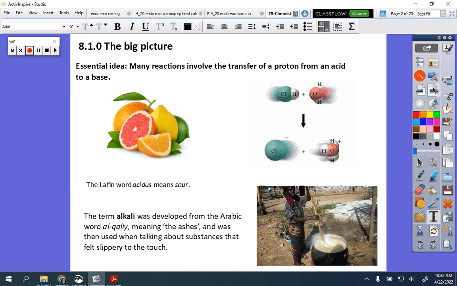Why do we call them acids and bases, or acids and alkaline substances? Acid means sour. It comes from the Latin for sour. I don't remember where the term base comes from, but when we talk about the alkali metals, they form basic substances when they react with oxygen or with water. And that word comes from the Arabic, meaning ashes. So if you burn something and then use the ashes to make something like soap, it becomes alkaline. So most soaps and cleaning products are generally alkaline or basic.